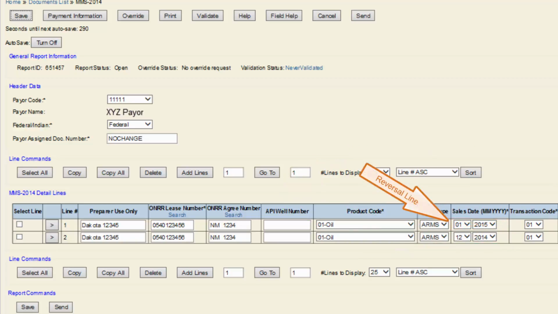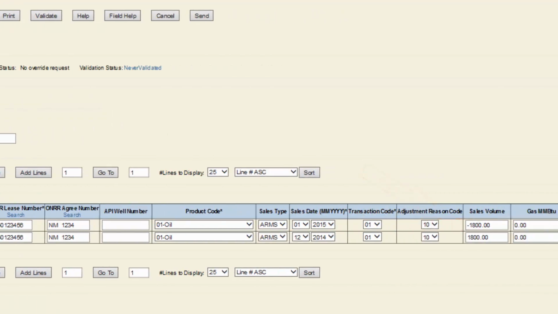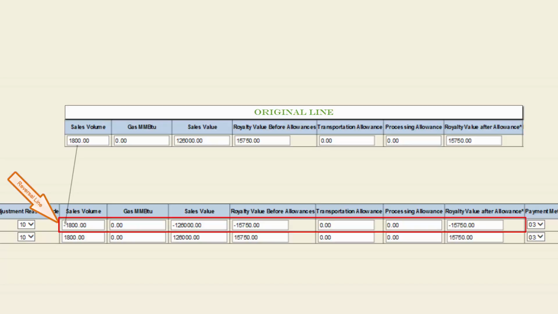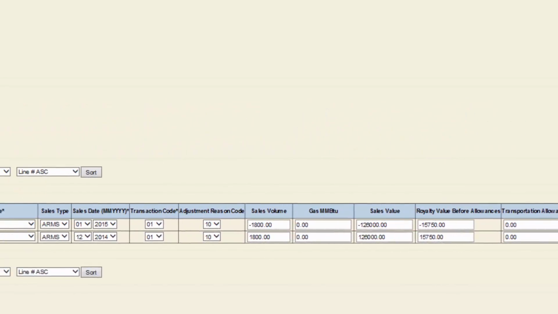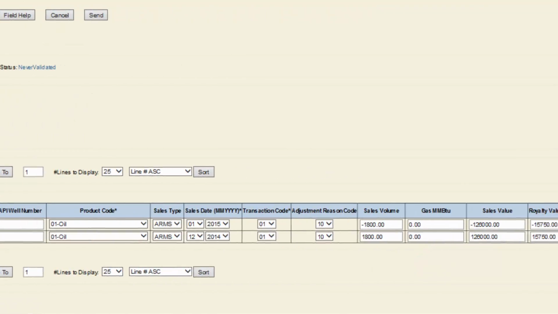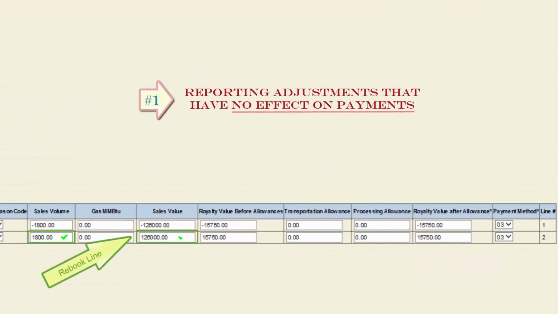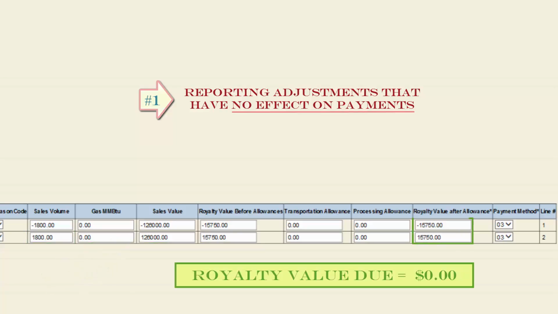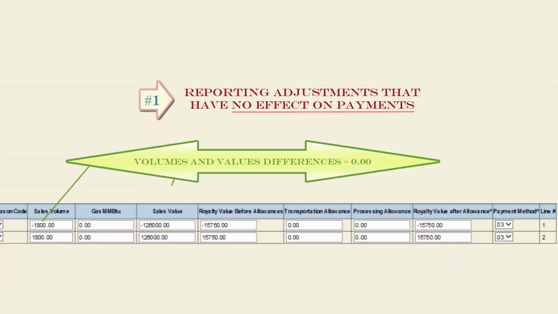In the reversal line, you will enter the original sales date of January 2015 and enter negative numbers for the reported volumes and values. In the rebook line, you will enter the correct sales date of December 2014 and enter the correct positive volumes and values. After you enter both lines, notice the payment amount does not change. The total of the two lines equals $0 and they cancel each other out.